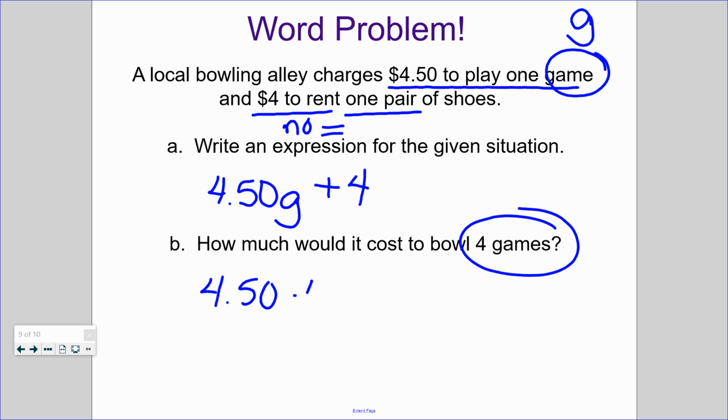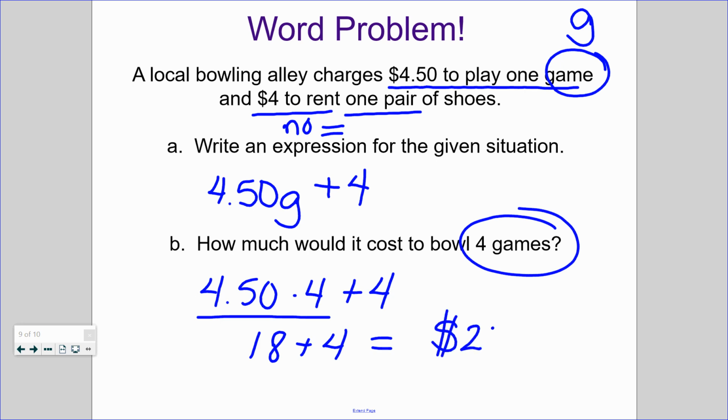$4.50 times 4 plus 4. And now this is an order of operations problem. 4.50 times 4. If you're doing your calculator, what do you get? 18, plus 4. Grand total is 22, and I'm going to label it with dollars. Any word problem, I want to make sure there's some sort of label attached. That's it. Order of operations review for you today. Any questions?